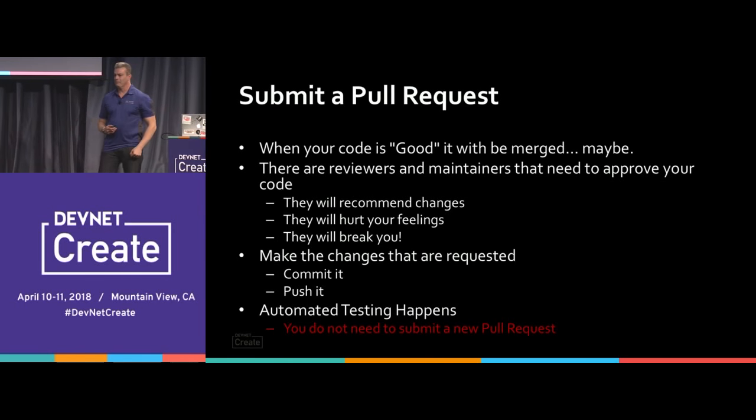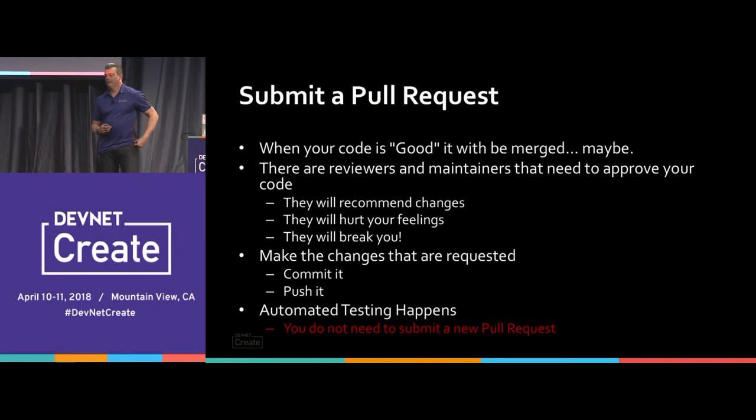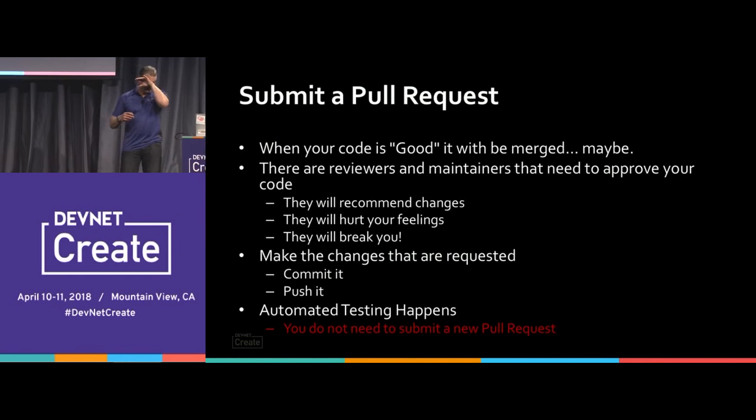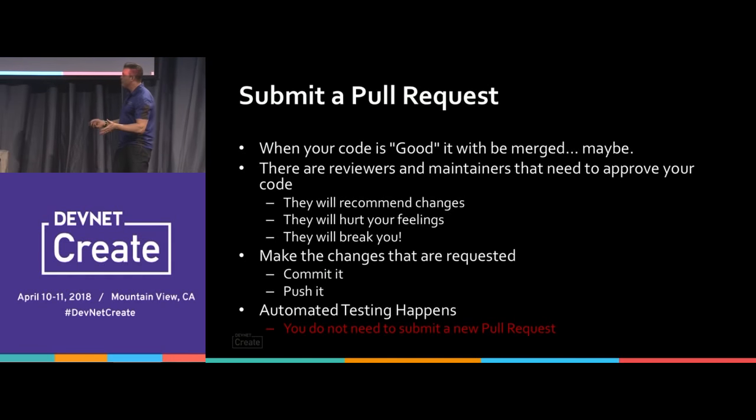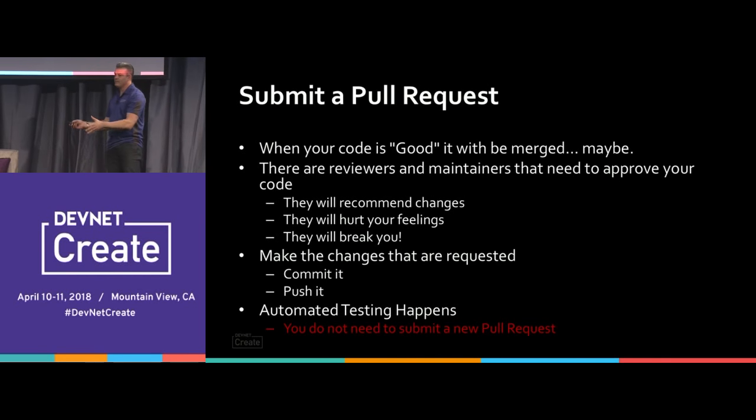And you show them. I don't want to fall back into it. Sorry. So you make the changes that are requested, and you commit it and you push it. Automated testing happens. You don't have to submit a pull request again.